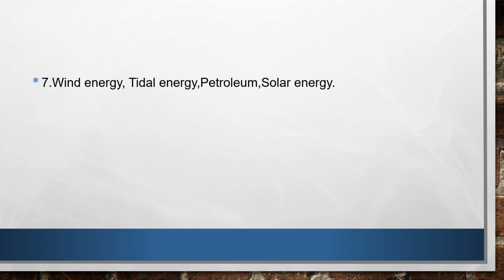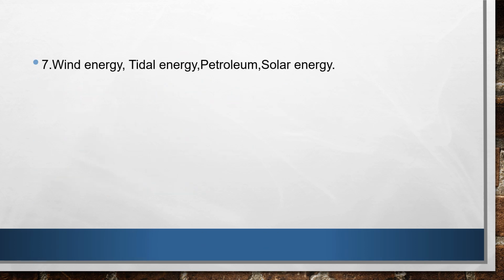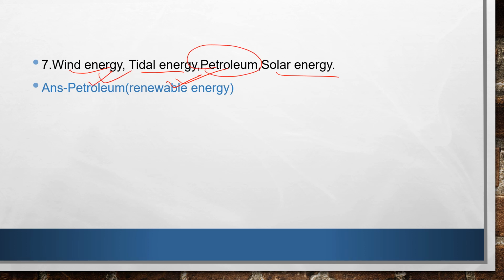Now next comes wind energy, tidal energy, petroleum and solar energy. So these are all related to some fuels. So which one should be the odd one out here? Petroleum should be the odd one out because the others are renewable sources of energy. Wind energy, tidal energy and solar energy are renewable sources of energy, while petroleum is the odd one here. It is not a renewable source of energy.